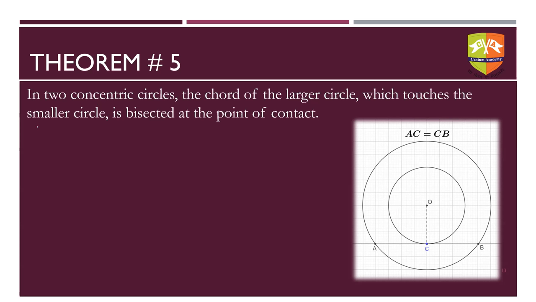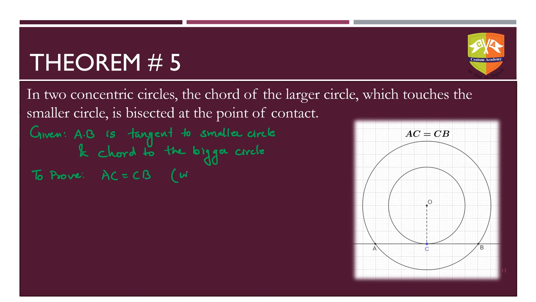So let's say given is AB is tangent to the smaller circle, and a chord to the bigger circle. We have to prove that AC is equal to CB, where C is the point of contact. Very simple proof, not a big deal.